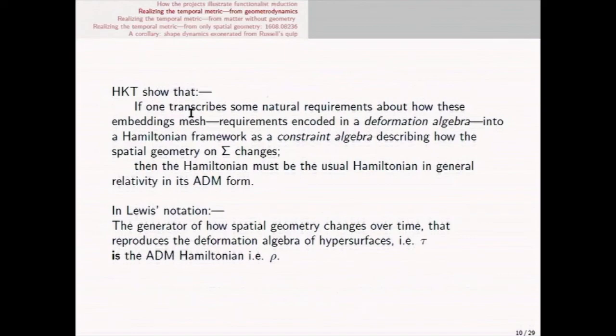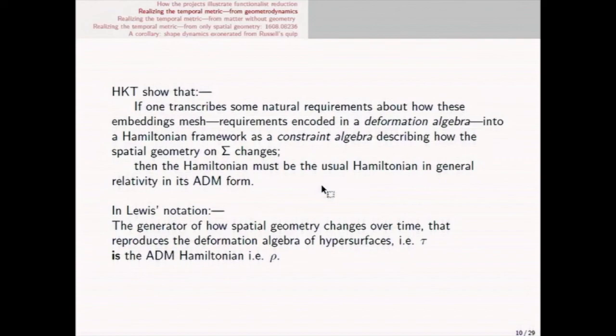And HKT show that if you transcribe some quite natural requirements about how these embeddings mesh, which is encoded in what's called the deformation algebra, into a Hamiltonian framework as a constraint algebra that describes how the spatial geometry on sigma changes, then the Hamiltonian must be the usual Hamiltonian in general relativity in its ADM form. So let me say a little bit more about this.